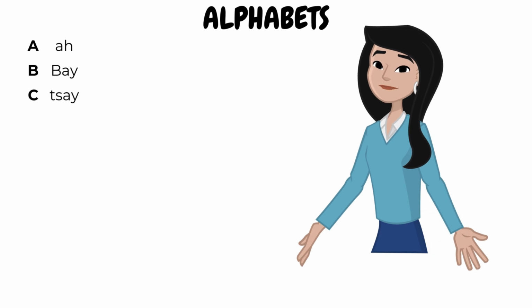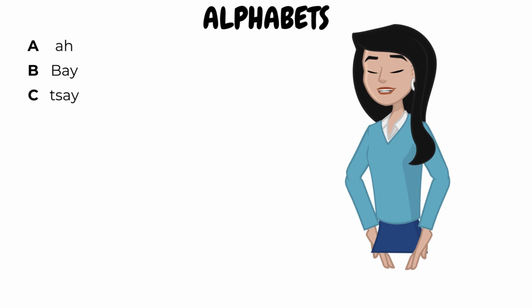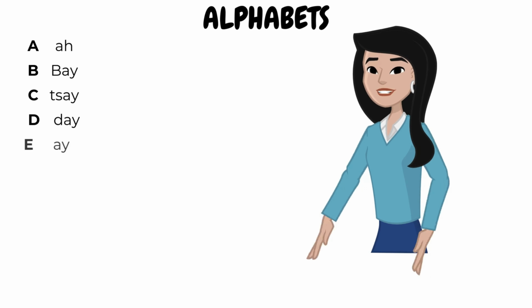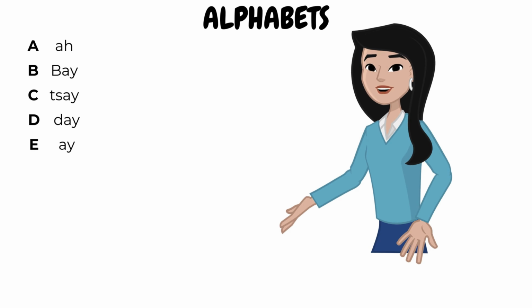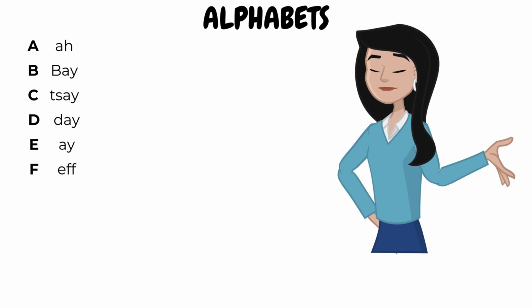The letter C is pronounced like Tsei, like the ts in cats. Repeat one more time, Tsei. The letter D is pronounced de. Say it with me, de. E is pronounced eh, like the English alphabet A. Repeat, eh. F is pronounced ef, similar to the English alphabet F.